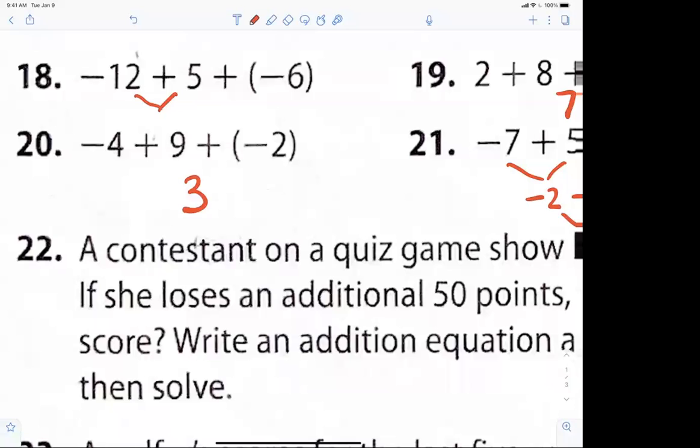-8. Close. Oh, and then 7. Yes. -7. Correct. Now what? And then you add it to negative, okay. You get 13. Added -6. Thank you.